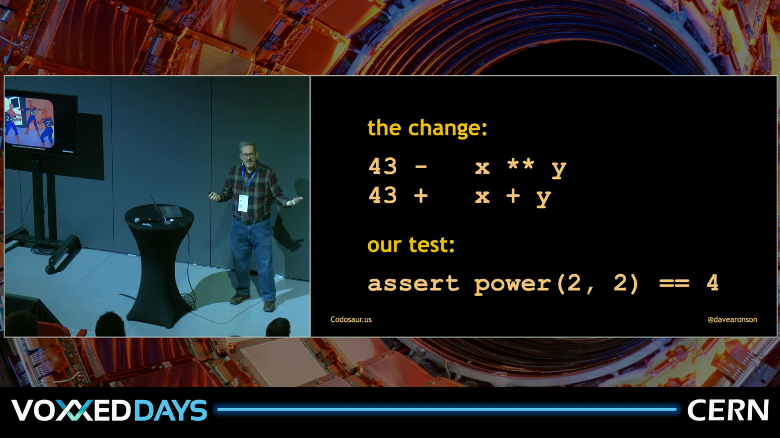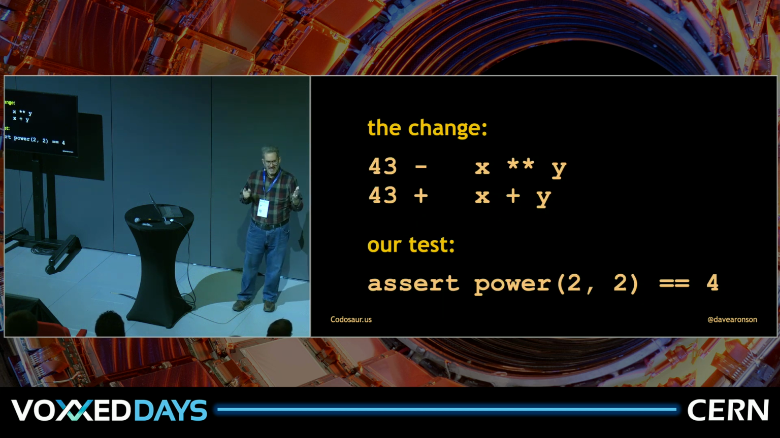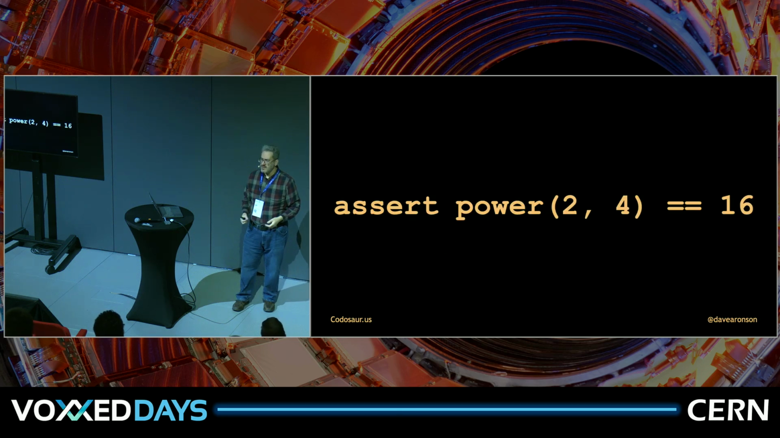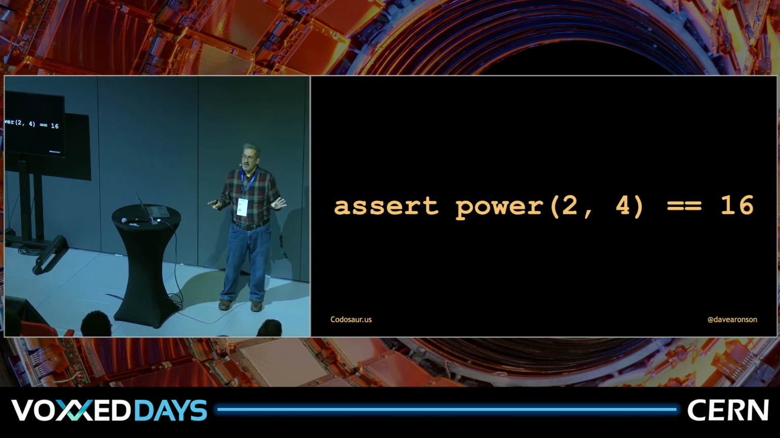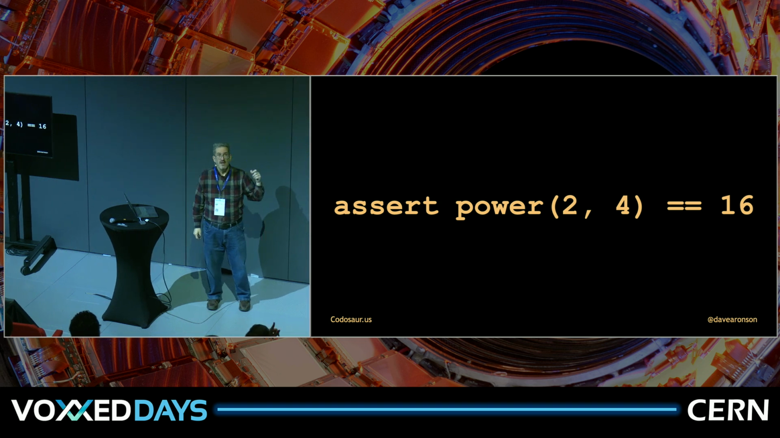So how can we kill this mutant? In other words, make at least one test fail when run against that would succeed when run against the original code. What we need to do is make at least one test use inputs such that x plus y is different from x to the y. And to do that, we could either add a test or change our existing test to something like asserting that 2 to the 4th power is 16. All the mutants that our original test killed, this would still kill.